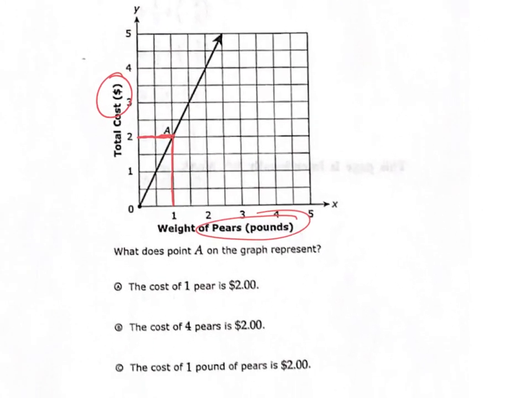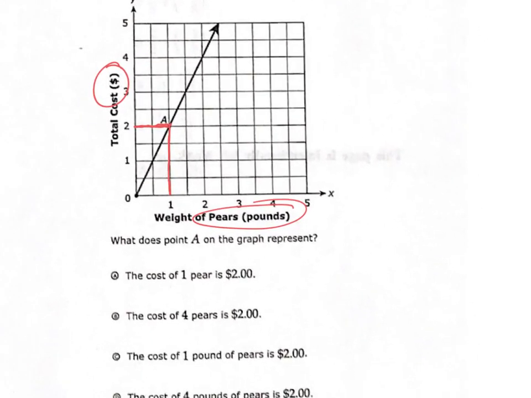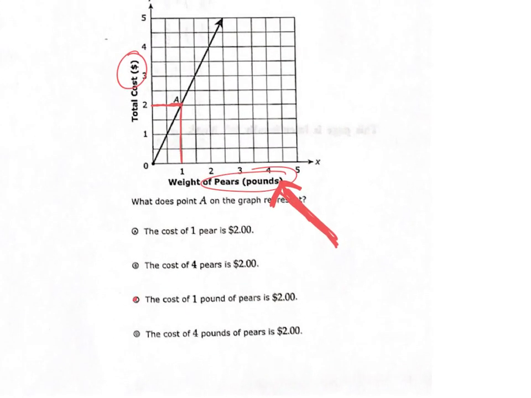Now be very careful, because answer choice A says the cost of 1 pear is $2. That is the most common mistake, because you got to look right here. It's not 1 pear that costs $2. It is 1 pound of pears that costs $2. So that's a super easy one, but it's kind of tricky if you aren't careful. So make sure you pick 1 pound of pears and not answer choice A.